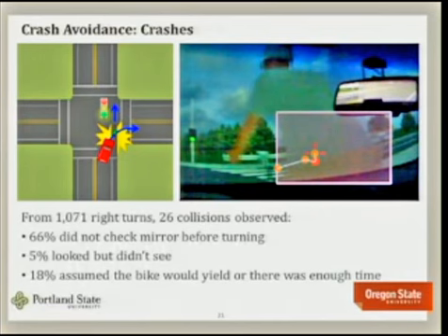But looking a little bit deeper into those 1,000 right turns, there were actually 26 collisions that we observed in the first simulator experiment. Of those 26 collisions, 60% of the drivers didn't check their mirror before turning. 5% of them looked, and we could see that they identified the bicycle object of interest, but in the reported follow-up questions, apparently didn't see the cyclist. And then, as Dave was mentioning, in those situational awareness questions, 18% of them admitted or assumed that the bicycle would yield, and there was enough time to turn in front of the cyclist.